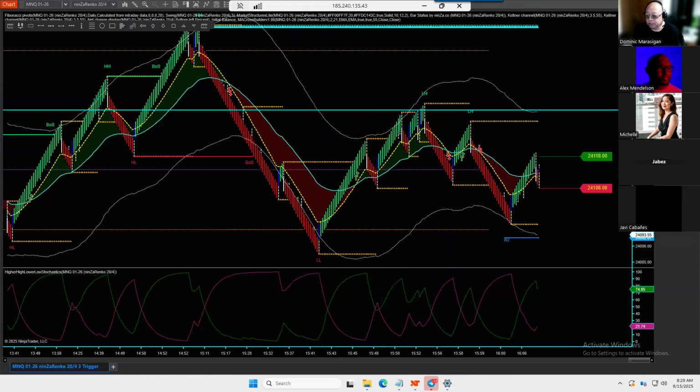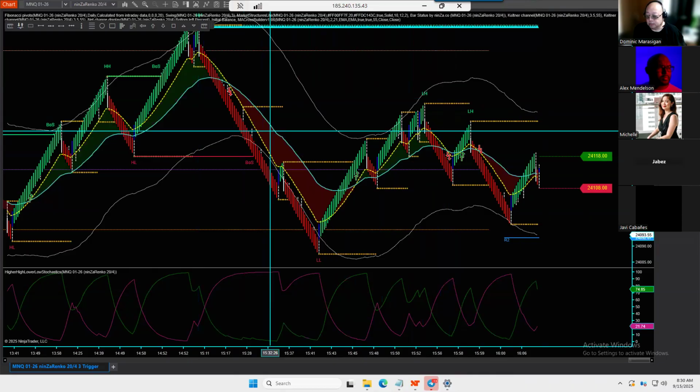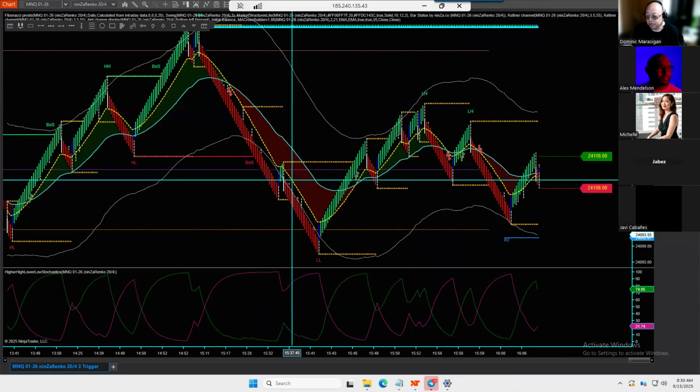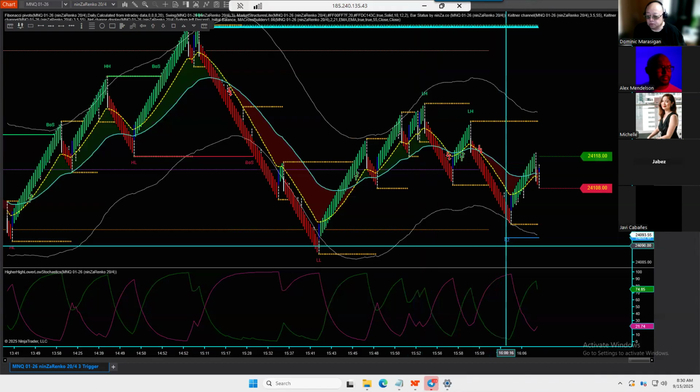When you see this really close like that, I wouldn't trade. Why? Because most likely it's in a tight range, but then once it breaks out, you could have gotten right there and then continued going down, getting your first two targets.